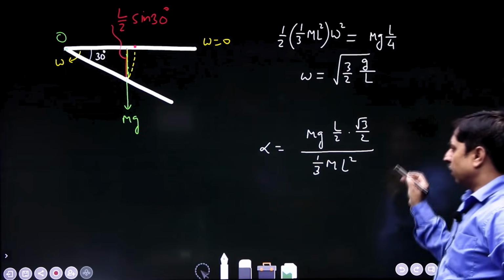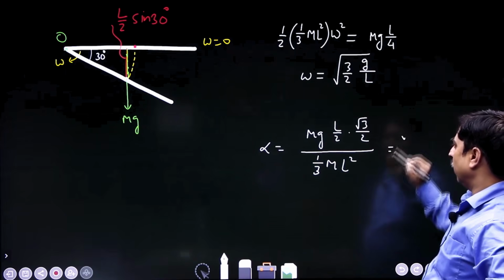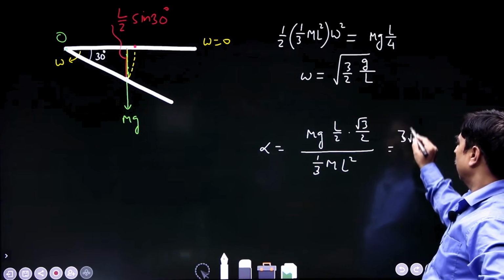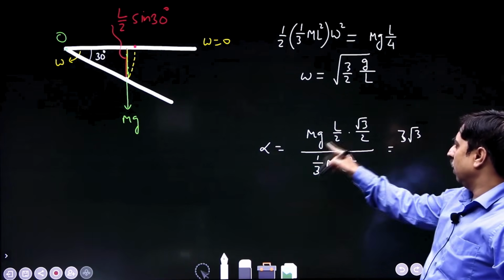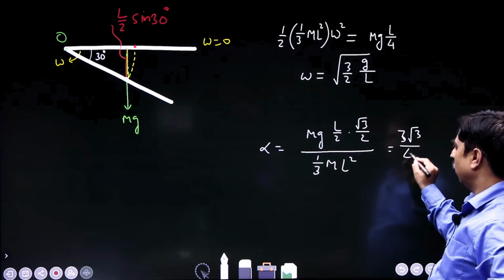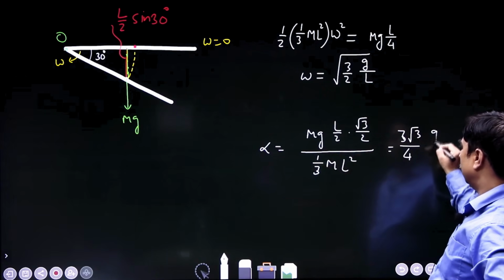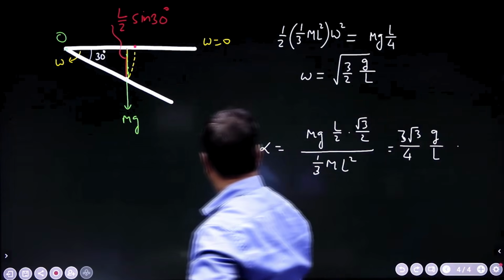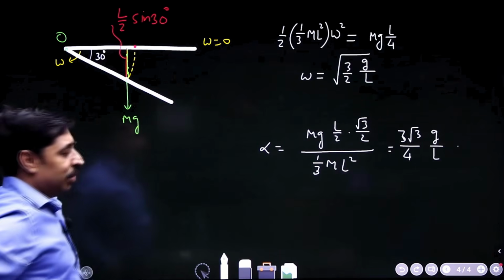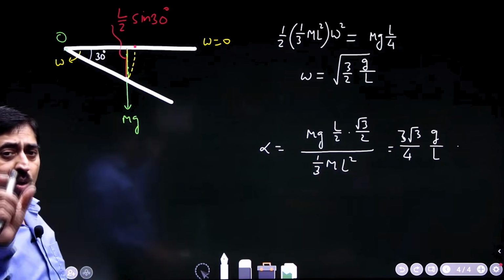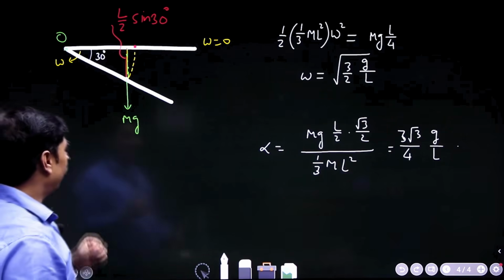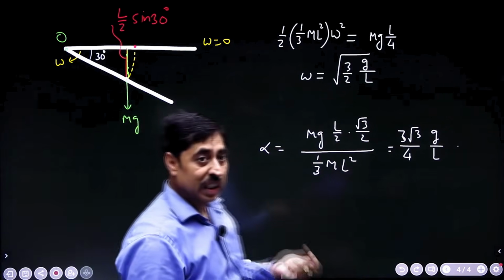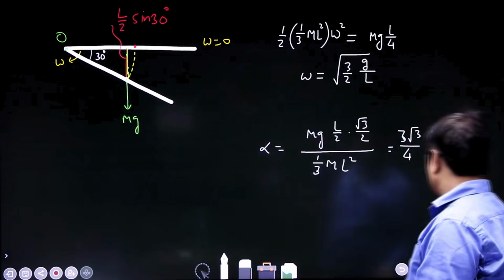So the angular acceleration of the rod is root 3 by 4 g upon L, something like this. Please cross check. 3 root 3 by 4 g upon L. Okay. So I know omega, I know alpha. Now what am I going to do with these two quantities?